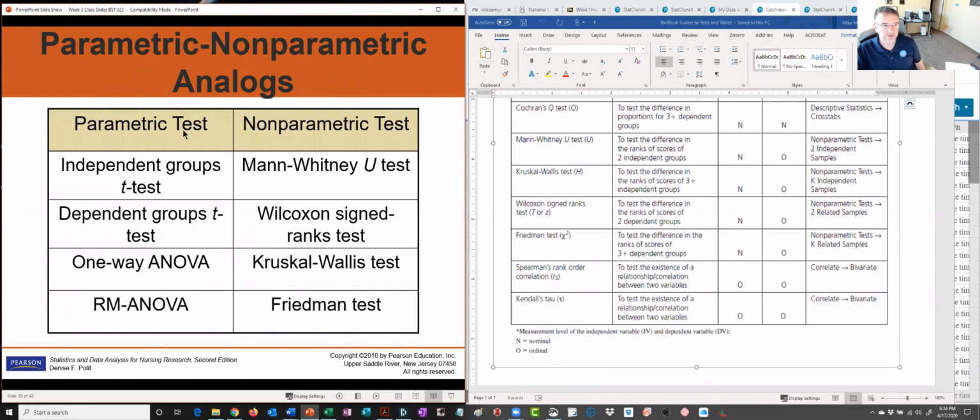They look similar. So here's the parametric we did last week. These ones we've actually put into StatCrunch, and we did. This is our independent groups t-test, would be like a Mann-Whitney test, the non-parametric side. A dependent groups t-test is like Wilcoxon signed ranks test. One-way ANOVA, like I said, is like Kruskal-Wallis, so you've got multiple groups. Repeated measures is like a Friedman.